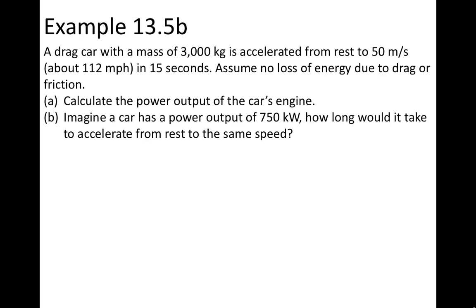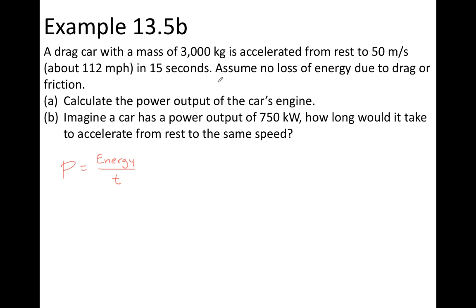In this example, we have a drag car with a mass of 3,000 kilograms, accelerated from rest to 50 meters per second. 50 meters per second is about 112 miles per hour, and this is done in 15 seconds. If we assume no loss of energy due to drag and friction, we are to calculate the power output of the car's engine. And so in this case, notice that we are given a time. And so the version of the power equation that we should use here is energy per time.